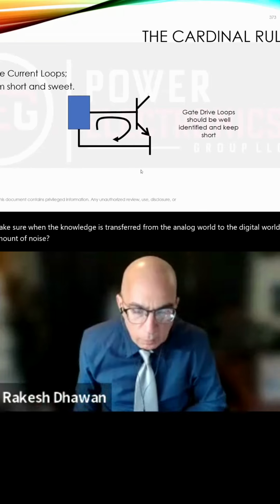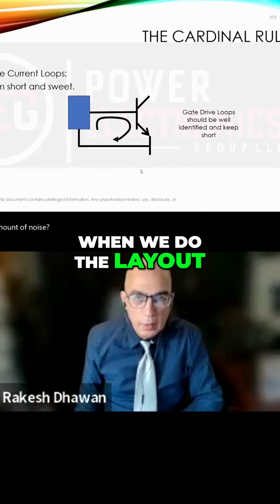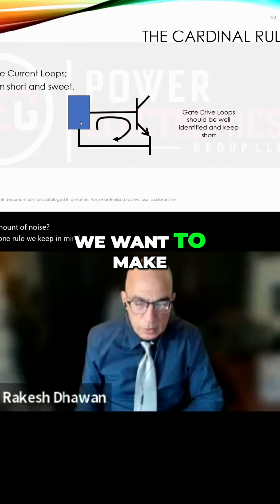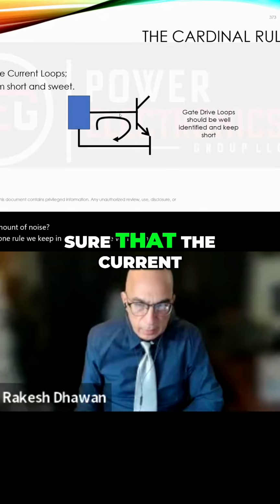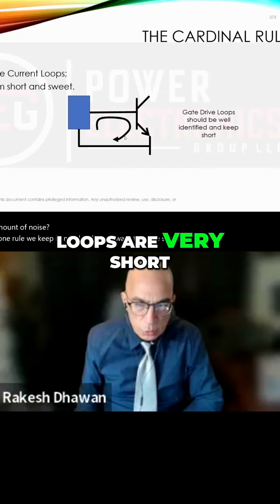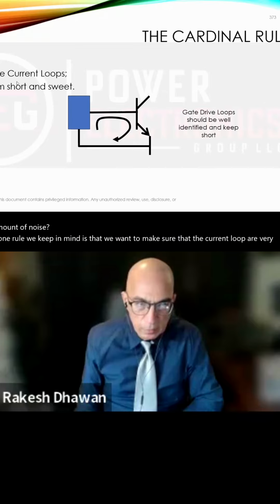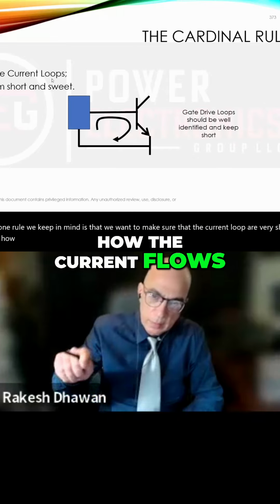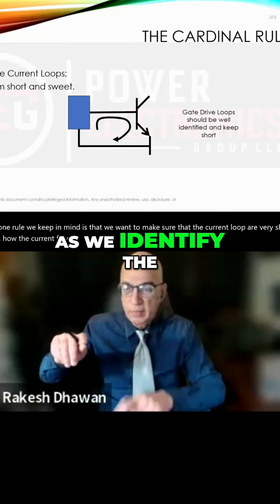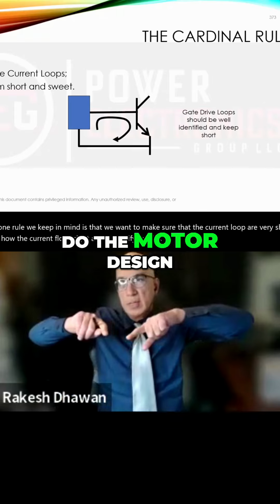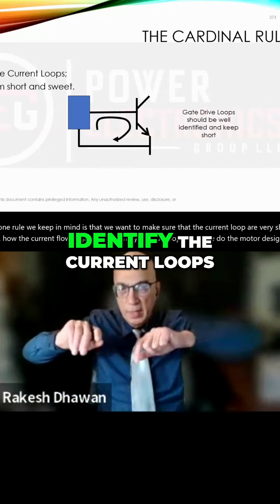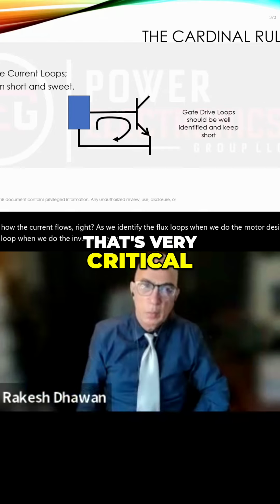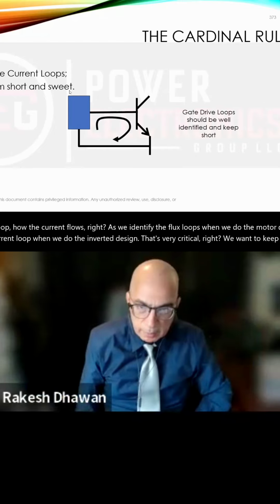So when we do the layout, one rule we keep in mind is that we want to make sure that the current loops are very short. Okay, so identifying the current loops, how the current flows, right? As we identify the flux loops when we do the motor design, we also need to identify the current loops when we do the inverter design. That's very critical, right? We want to keep them short and sweet.